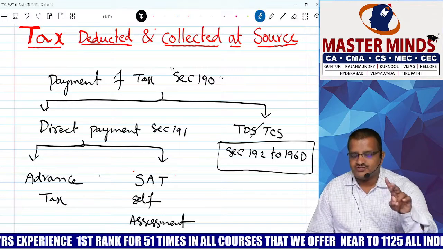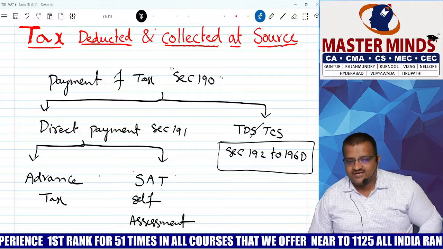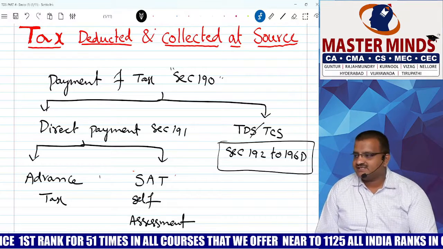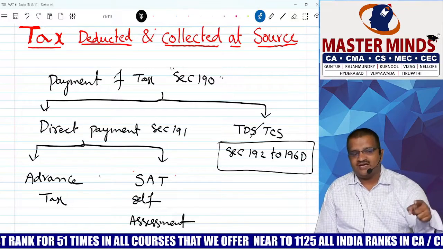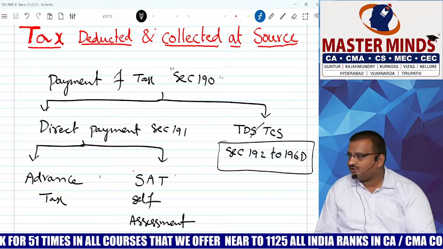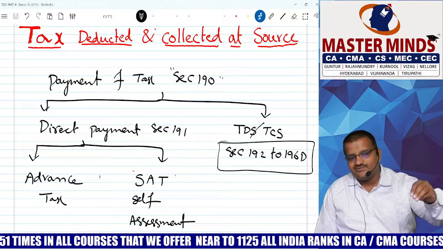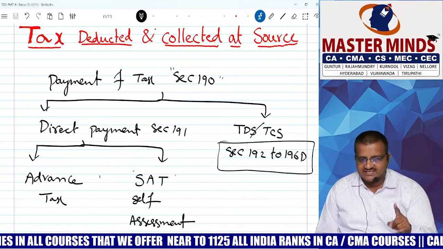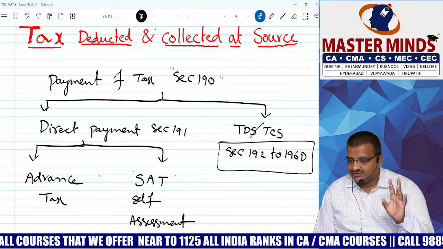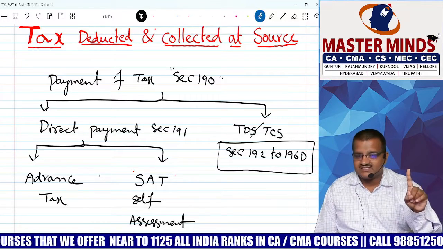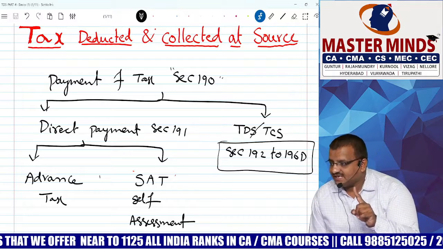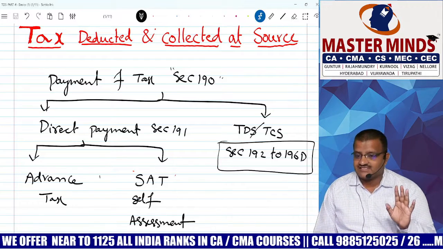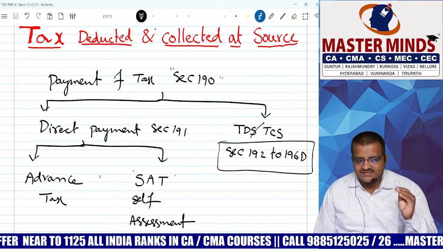There are two possibilities. One is direct payment of tax, 191. What is that? I only will go to the bank, I only create the government account, that means I only deposit the money in the government account. That is nothing but direct payment of tax. There are two ways. One is advance tax, second one is self-assessment tax. Wait, what is advance tax?